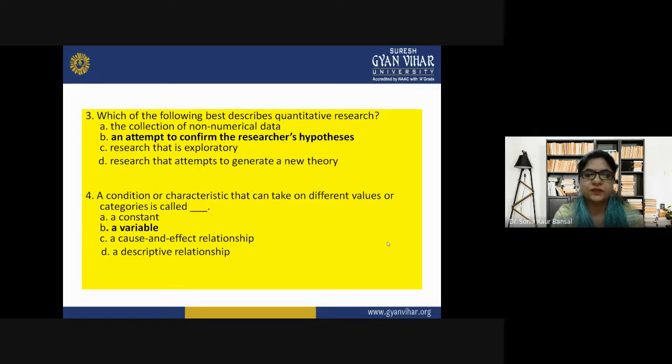It is the best description of quantitative research. Now fourth question is related to a condition or characteristics that can take on different values or categories is called a constant, a variable, cause and effect relationship, a descriptive relationship. So the correct answer is a variable. So a condition or characteristics that can take on different values or categories is called, of course, a variable. And students, we all know in research, variables are of two types, independent variable and dependent variable.